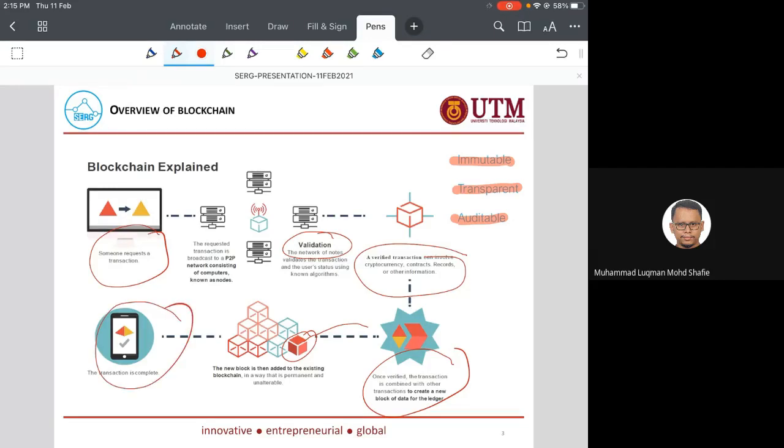So this process is actually very complex, but as an end user we cannot see the process because the calculation rate is very fast. Okay, this is the overview of the blockchain.